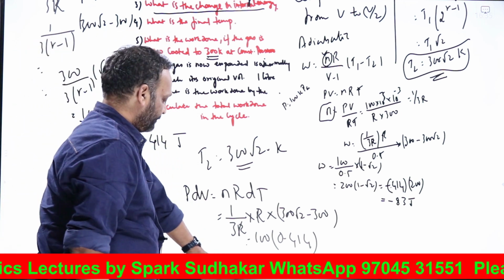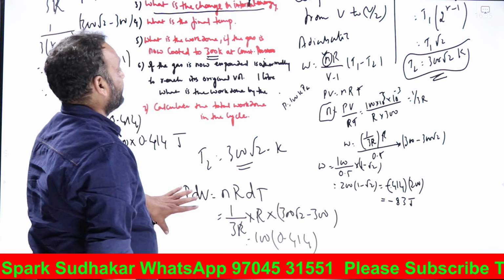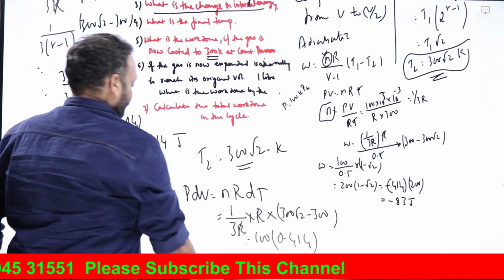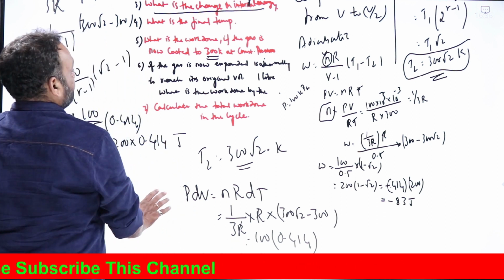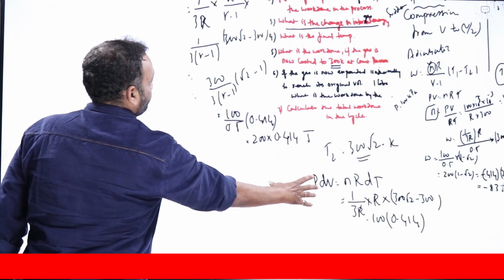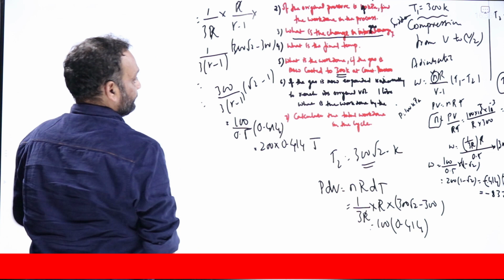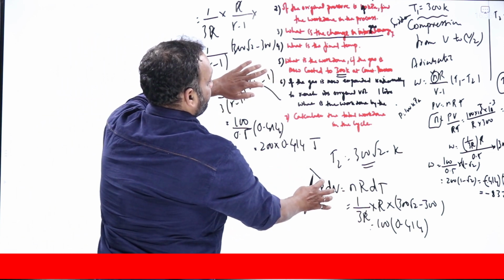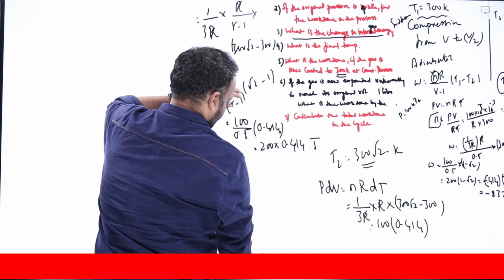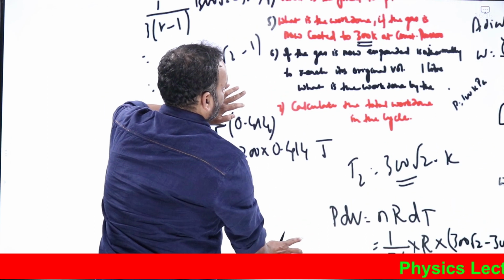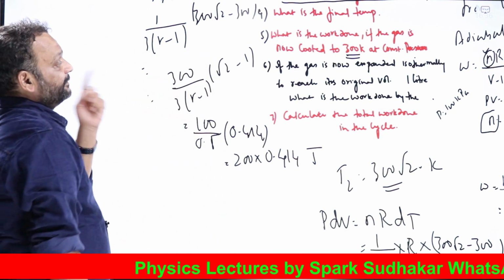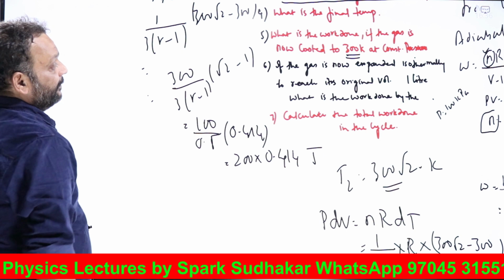Now in an isothermal process, we know the expression for work done is nRT log V2 by V1. So what do we get here? The gas is expanded isothermally to reach its original volume.